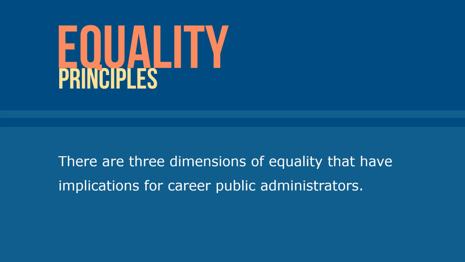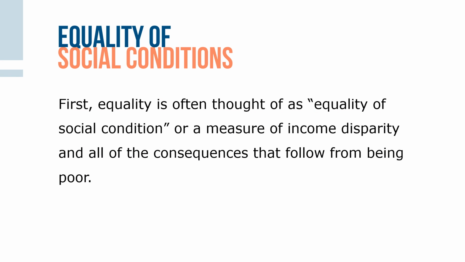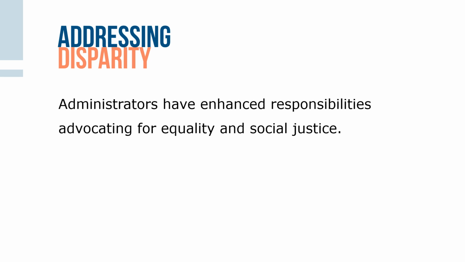There are three dimensions of equality that have implication for career public administrators. First, equality is often thought of as equality of social condition, or a measure of income disparity and all of the consequences that follow from being poor. A second way these equality issues arise for public administrators is through their leadership role in addressing disparity and equity of opportunity. Administrators have enhanced responsibilities advocating for equality and social justice.